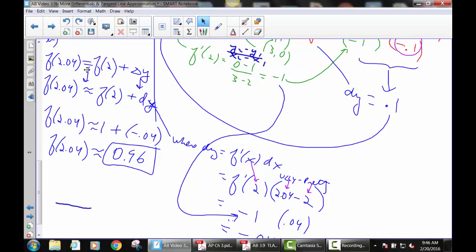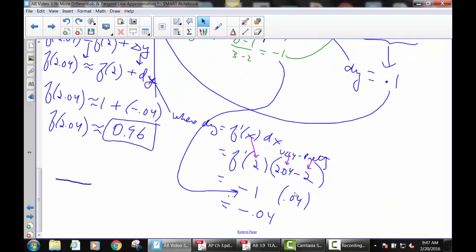F of 2.04 would be exactly equal to f of 2 plus delta y, but delta y is approximately equal to dy. Again, over on the side, dy is f prime of x dx. Our pretty number x is 2, and this is ugly minus pretty, which is 2.04 minus 2. This time we get a positive here, but then we are multiplying it by negative 1, so we get a negative 0.04. Why does that not make sense? But apparently it does.